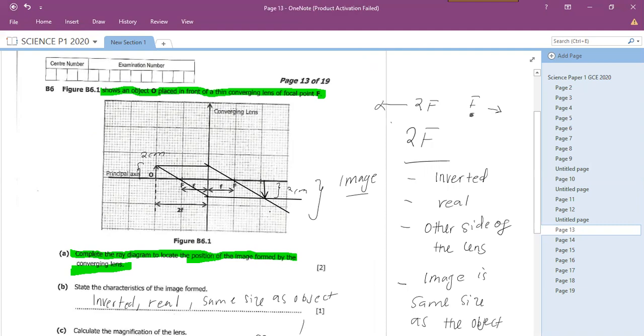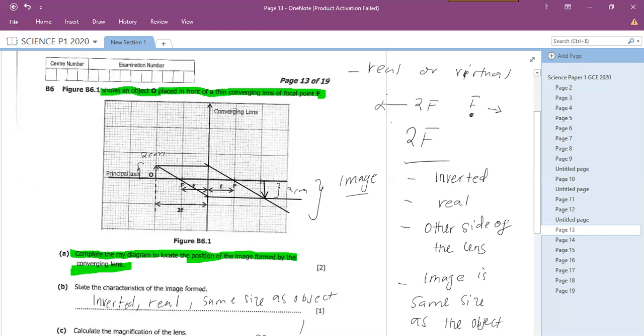Every image that is inverted is a real image. It appears on the other side of the lens. And at times it can be the same size. So the images that you are going to encounter will either be the same size as the object. Anyway, they can either be real or virtual.